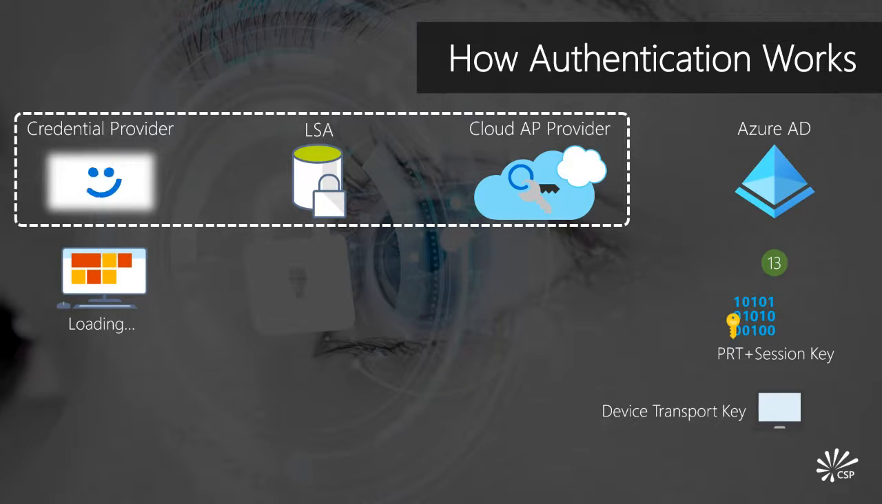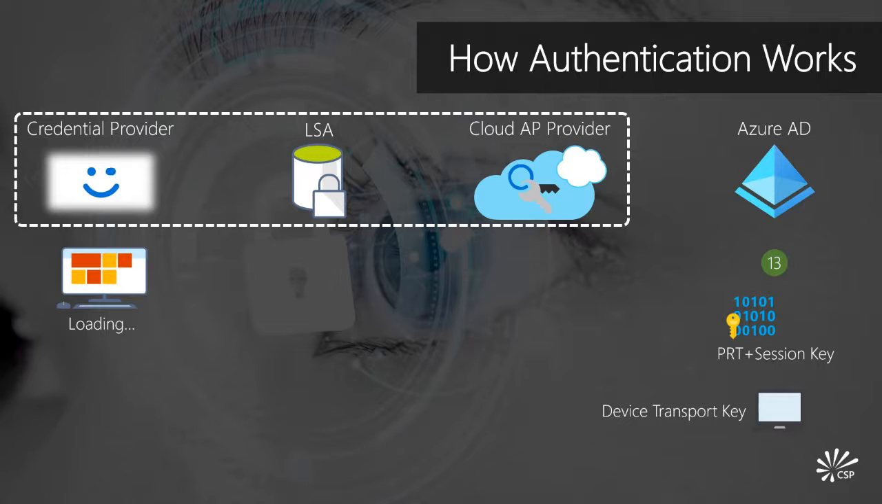But also remember that during the device registration process, the device sent up a device key, but it also sent up a transport key. It created two key pairs, right? The device key and the transport key. So it also sent up its transport public key. Azure AD uses the device info to look up the registered device object in the cloud directory, and it retrieves that device's public transport key.